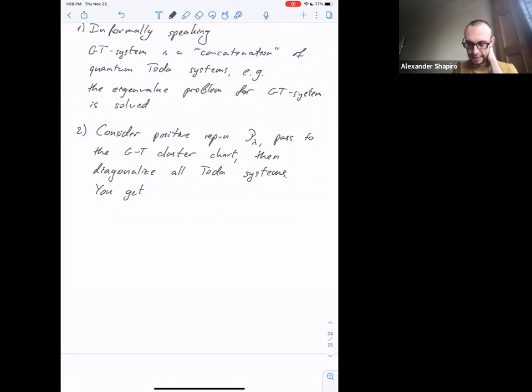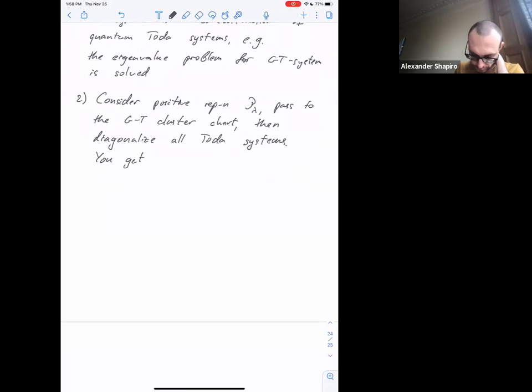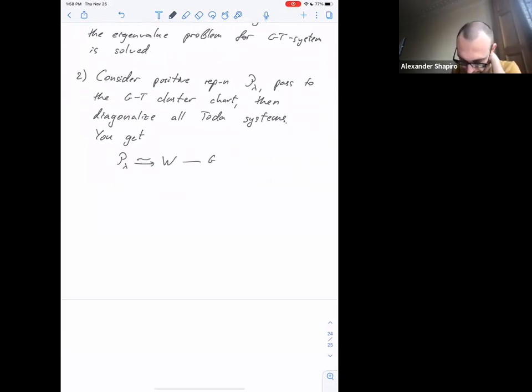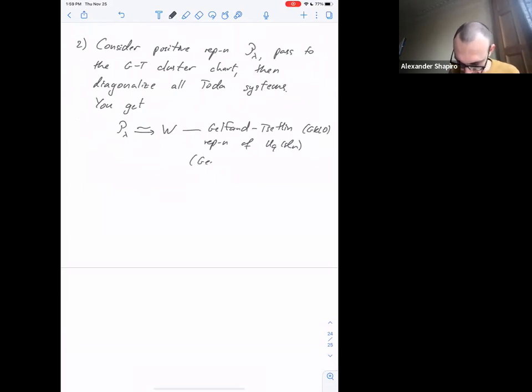So what you get when you diagonalize all the Todas is a unitary equivalence between the positive representation and what I'll call W. This is the Gelfand-Tsetlin representation, or GKLO representation, of UqSLN. And the reason it's GKLO is because of the names of the authors.